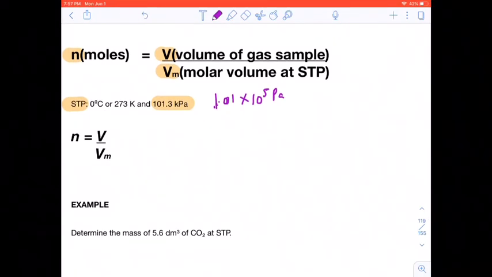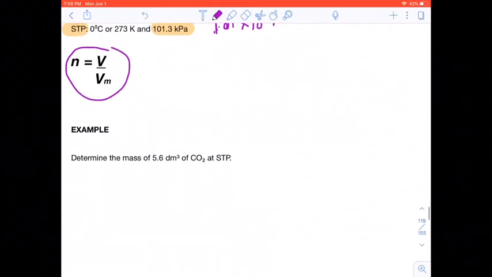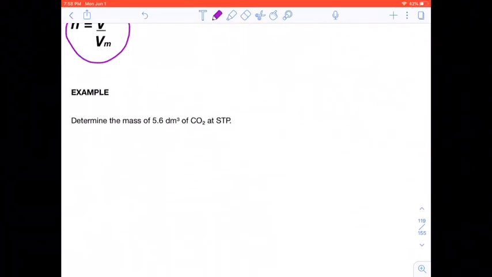Right, so n is equal to V upon Vm, where Vm is the molar volume of the gas, and we know that the molar volume of the gas is 22.4 dm³. And this formula you'll also get on your data sheet. Right, now let's look at the first one. Determine the mass of 5.6 dm³ of CO2 at STP.